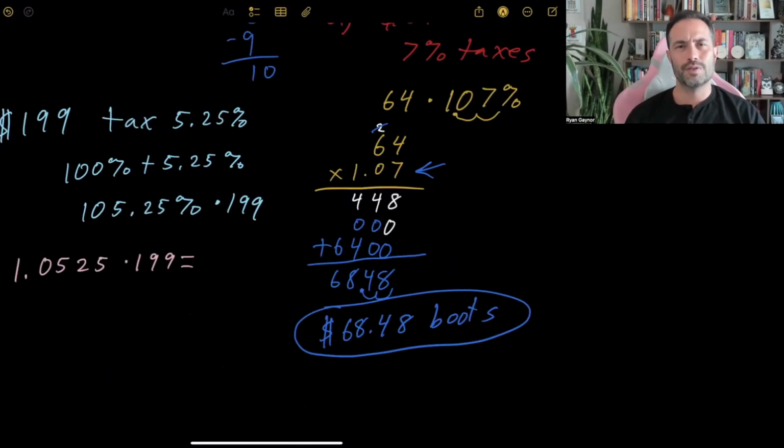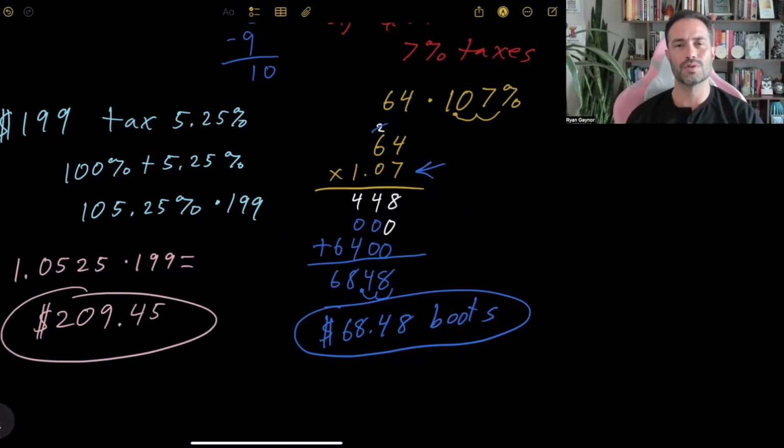Okay, so after using the calculator, we got $209, and I'm rounding here, so 45 cents. So that is the total. Okay, let's move on to the next one.